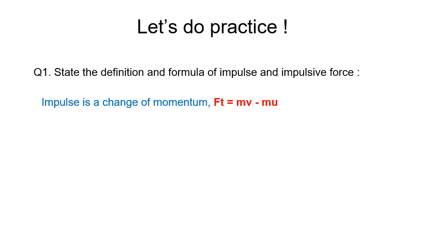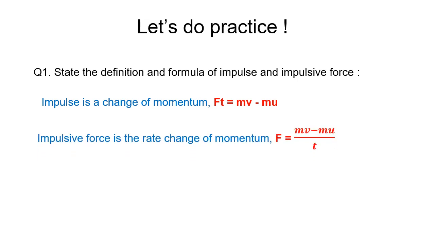Impulse is the change of momentum with the formula Ft = mv - mu, whereas impulsive force is the rate of change of momentum with the formula F = (mv - mu)/t.